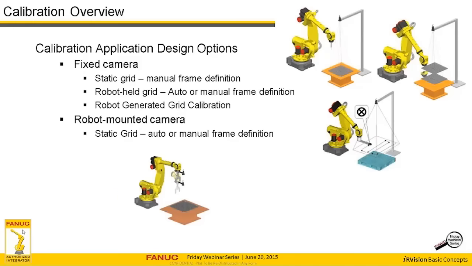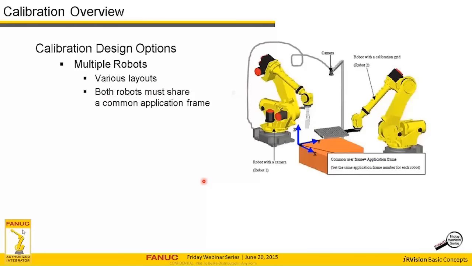Let's think about if we have a robot-mounted camera. A couple of options using a static grid. One is, again, going back to a manual frame definition. The other is to use another automated process called automated grid frame set, which we'll talk about again in just a moment.